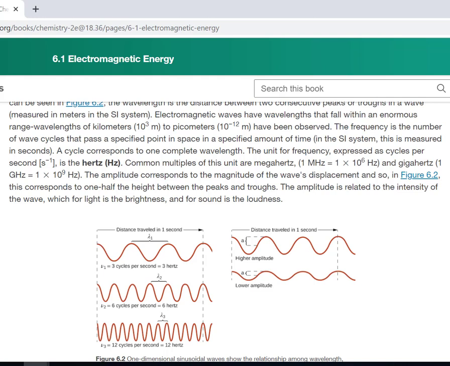So if you have a wave at a sports stadium and people just raise their hands, that's one amplitude. But if they stand up and raise their hands, that's a higher amplitude. So we can use that analogy there still.